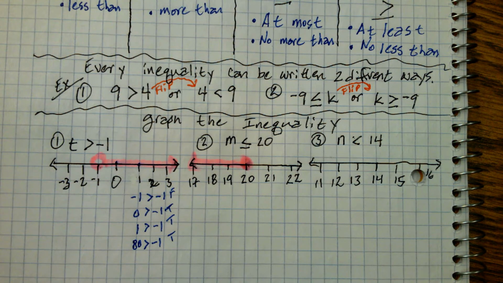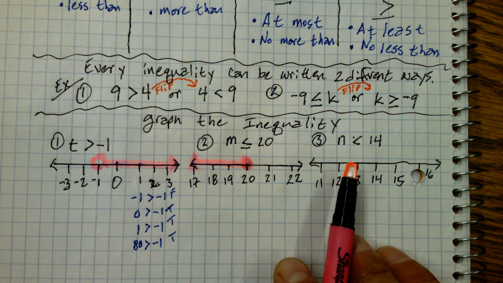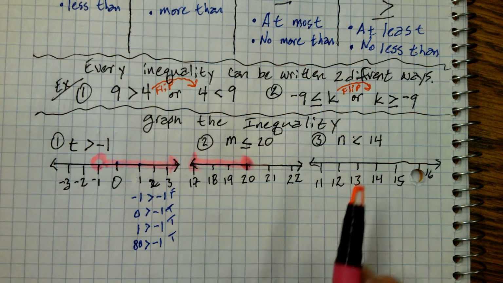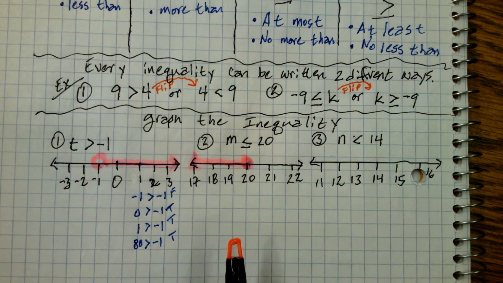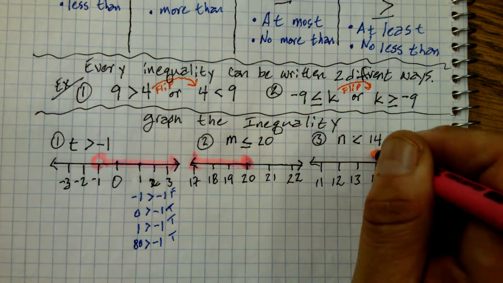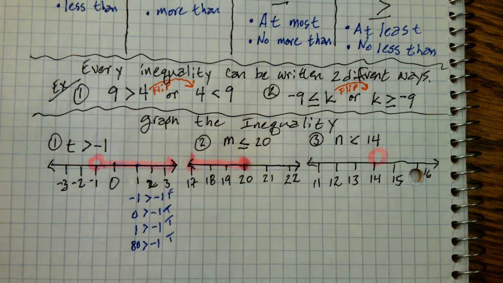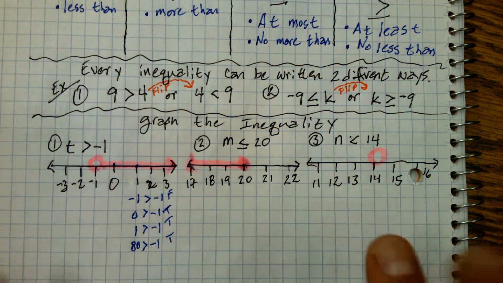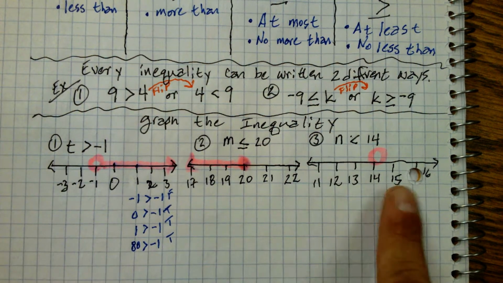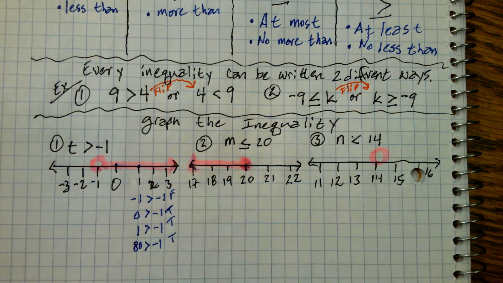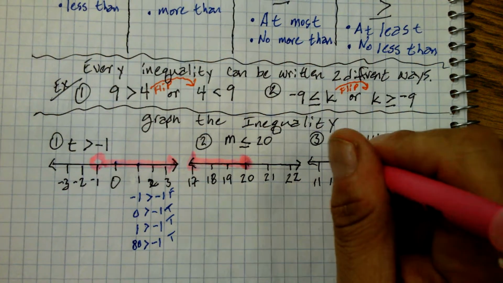So let's see. Is 14 part of our answers? Can I say 14 is less than 14? No. So that's going to be another open point. Whenever you don't have that little bar underneath, it's an open circle. Now, which side are we shading? Left or right? Left. We want all the numbers smaller than.